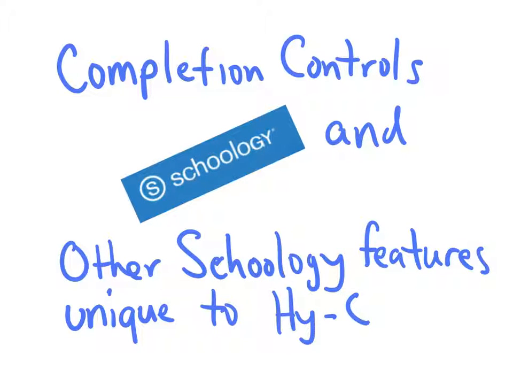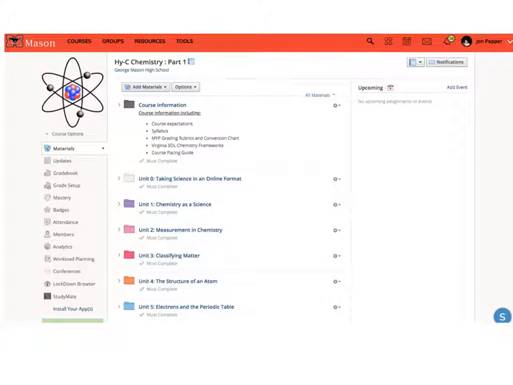So this module is all about completion controls and other Schoology features that are unique to HyC courses that you probably wouldn't see in any other course that you take. One of the first things you're going to see when you log into the HyC chemistry course in Schoology are these little checkboxes, and they say must complete, and they're at the end of each folder, and they're actually also inside each subfolder.